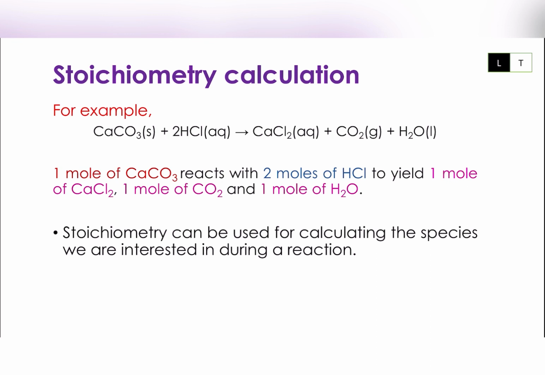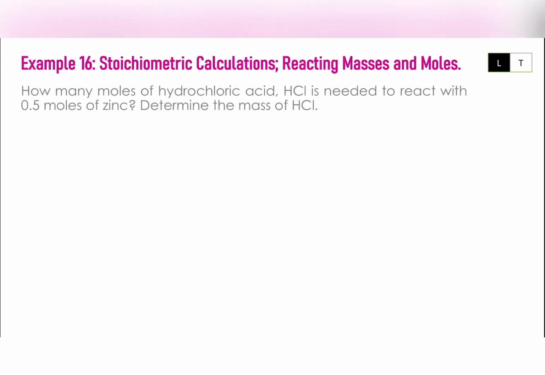So let's go to example 16, where I'm going to introduce how to do the stoichiometric calculation based on masses and moles. This question asks how many moles of HCl are needed to react with 0.5 moles of zinc. Next, you have to determine the mass of HCl. So there are two things that you need to find out. First things first, how to do this question.